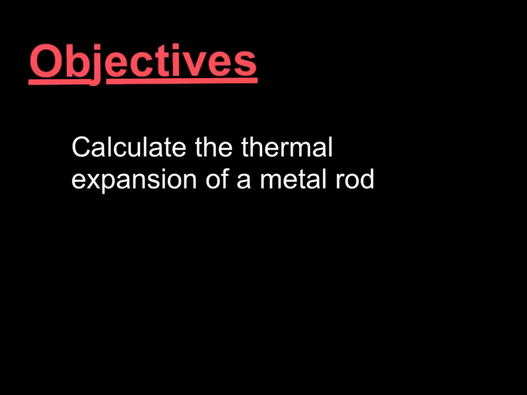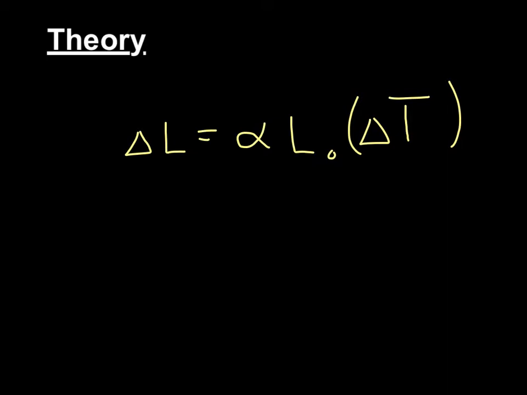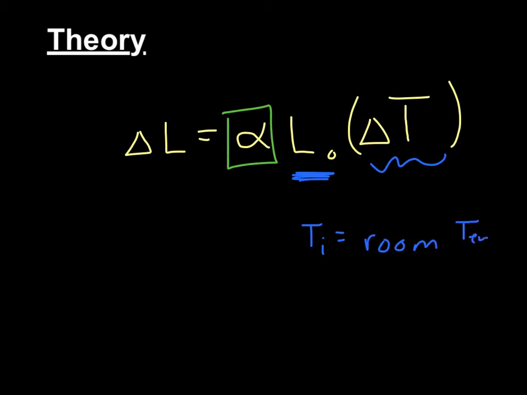So your objective here is to calculate the thermal expansion of a metal rod. The goal of this lab is to find alpha, the coefficient of thermal expansion. To do this, you're going to measure the original length of a rod, and heat it up to find the change in temperature. It starts at room temperature, so T initial equals room temp. Then you'll heat it up, measure the change in length, and solve for alpha, which you will compare to a known value from your book or the web.